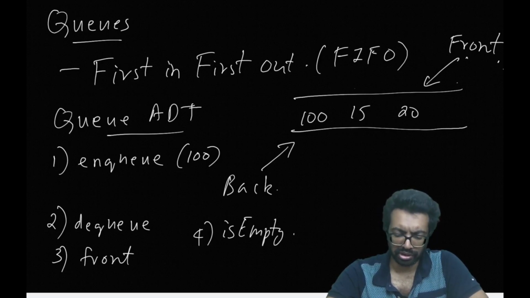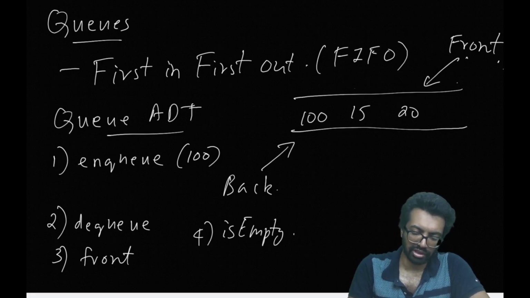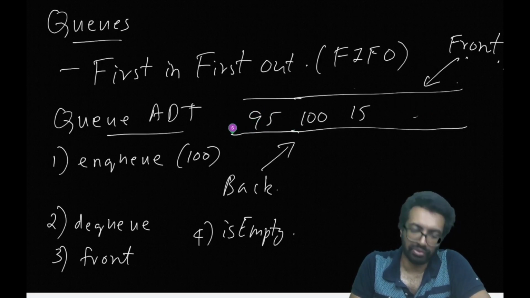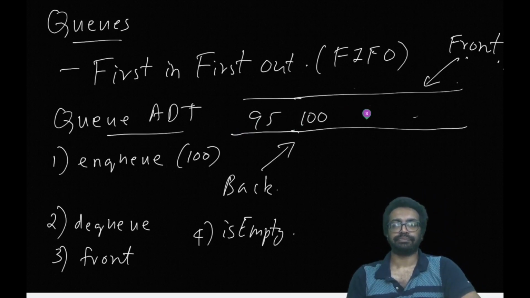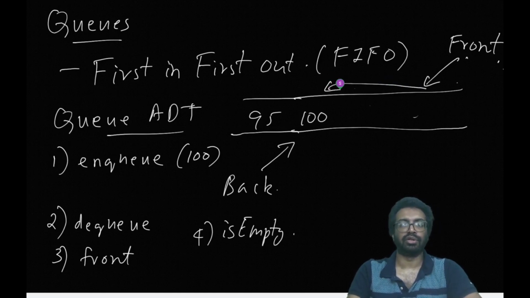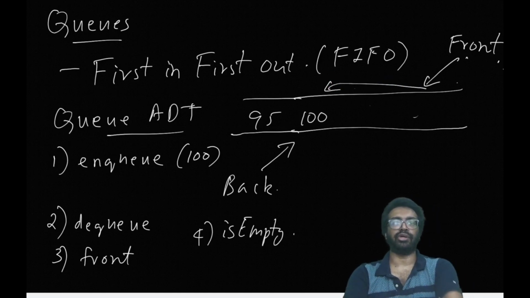Let's quickly go through. So what happens if I apply DQ, 20 is removed right now, right? And now let's say I Enqueue 95, 95 comes here. Okay, I DQ next, 15 goes out. Right now the front has actually changed to 100. So this is how a queue is going to work.